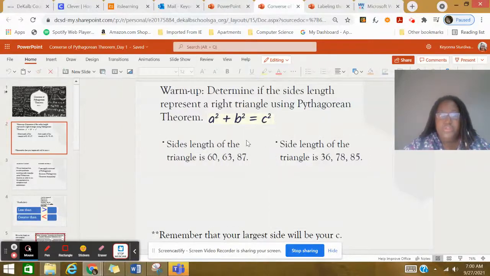So remember, you're going to use the Pythagorean theorem: a squared plus b squared equals c squared. If a squared plus b squared is equal to c squared, then it's a right triangle, and if it's not, then it's not a right triangle. Also remember that when given three lengths, your largest side is what you're going to use as your c in the formula.